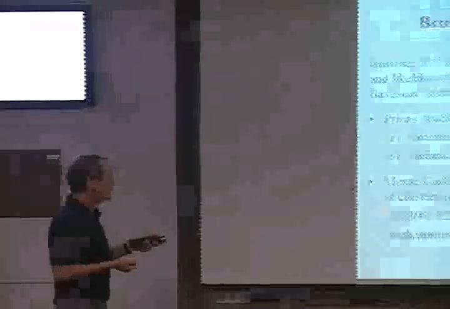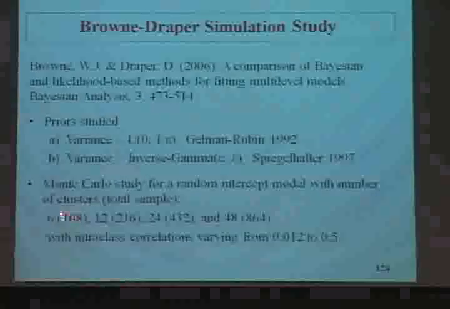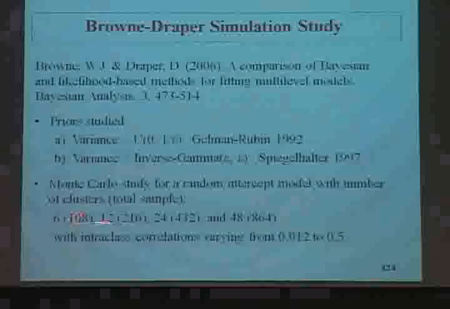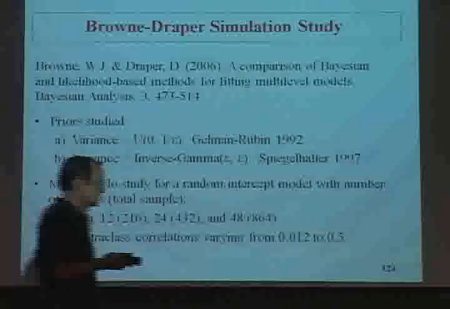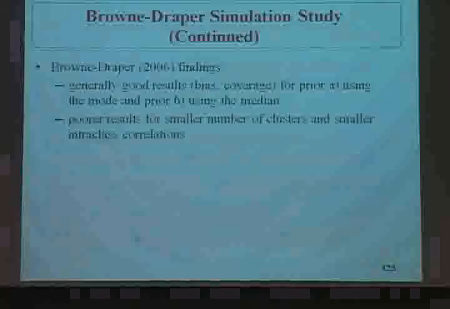And they did a Monte Carlo study for a random intercept model with number of clusters varying from 6 to 12 to 24 to 48, with total sample size in parentheses, and with varying intra-class correlations, because that plays a role as well. So I recommend you read that paper.